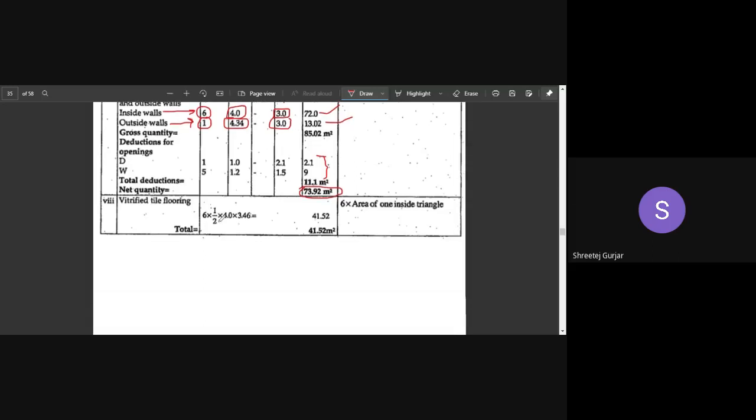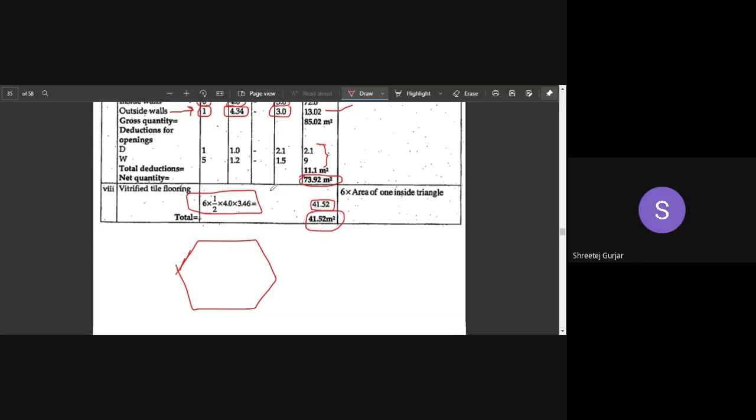Then for vitrified tile flooring, so this is your hexagon. Tile flooring will be all the in distance which you need to provide in area. So we had calculated that in area by this formula, 6 into half into base into height. So 41.52. That is what we need to provide for tile flooring, the area of tile flooring required. So this is your problem regarding a hexagonal room.